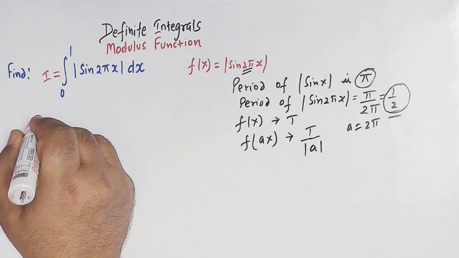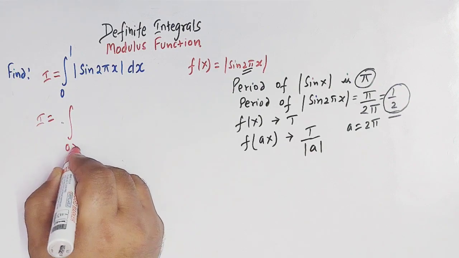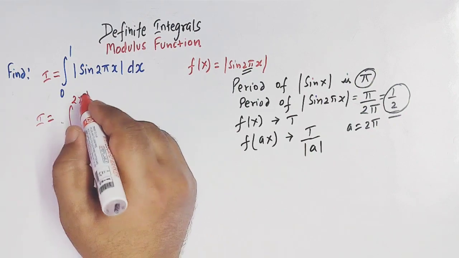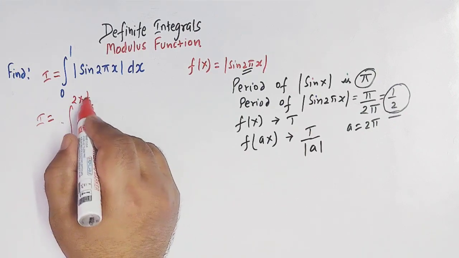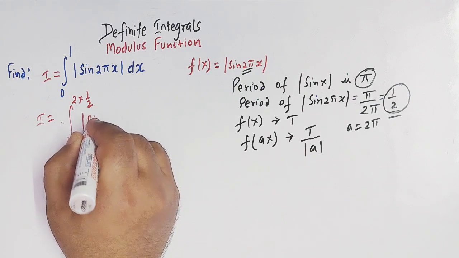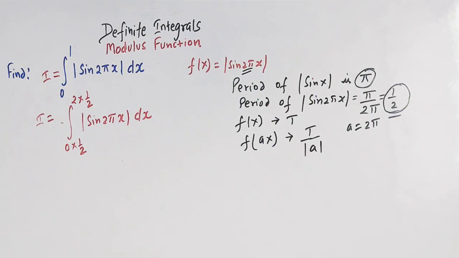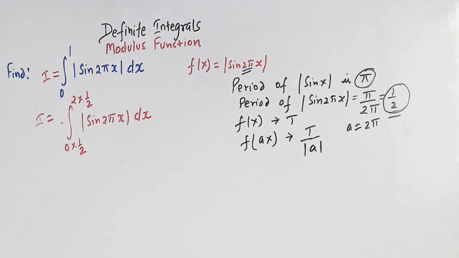Now let us rewrite this integral as integral 0 times half, and here we can write 2 times half, right? So why we are writing the limits as 0 times half and 2 times half, we'll mention the property here, and here we'll write mod of sine 2 pi x dx, right? Now see, we have a very important property in definite integrals involving the periodic functions.